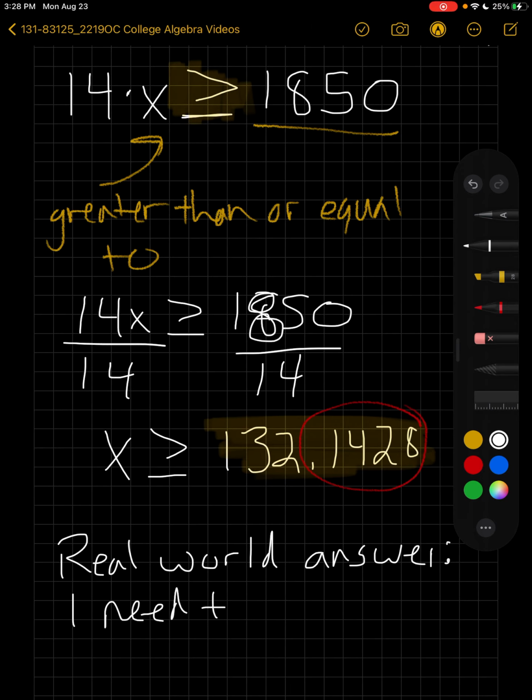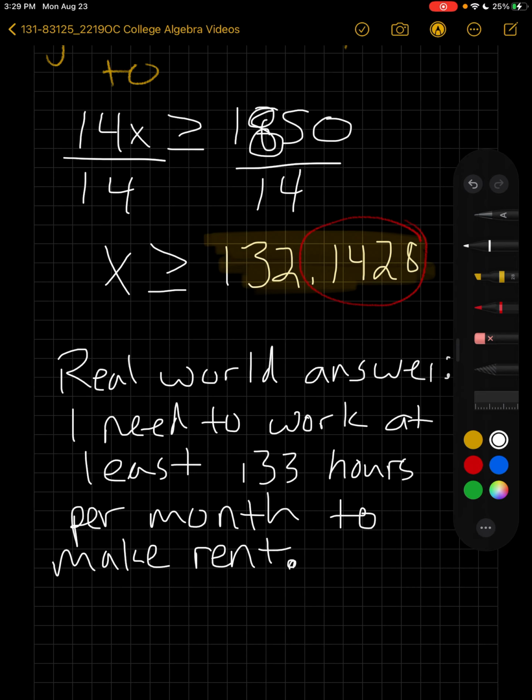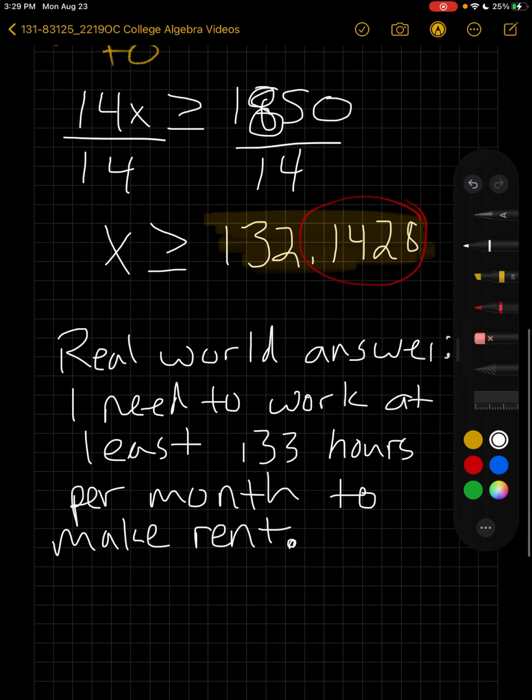So the real world answer to this is I need to work at least 133 hours per month to make rent. And that's not even including your groceries, your other bills, anything else you're doing. That's a lot. So that would be our real world answer. Now, if my boss schedules me for 150 hours, I'm good. I can still make rent. But if they schedule me for 110 hours, I'm in trouble. So this is kind of a real world application for inequalities.